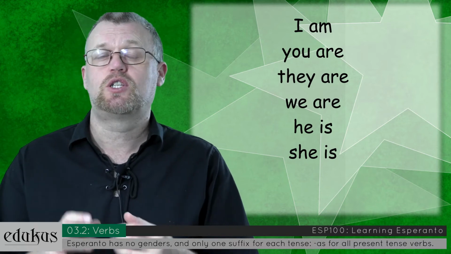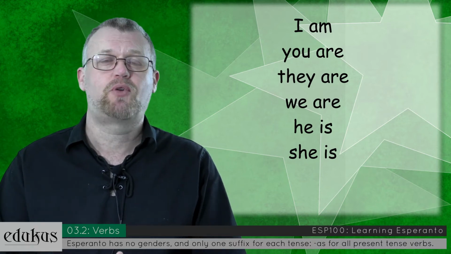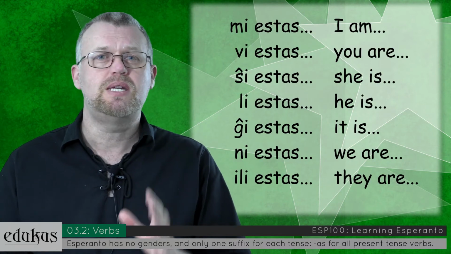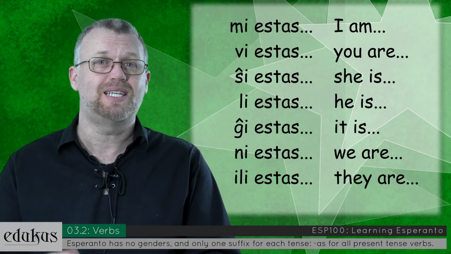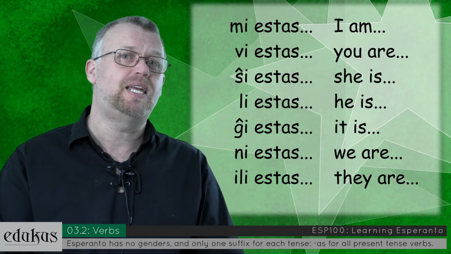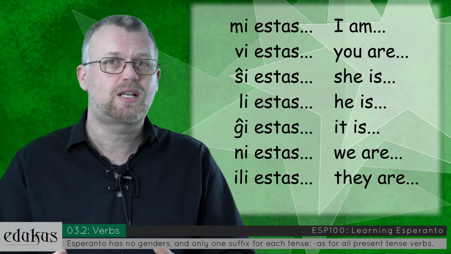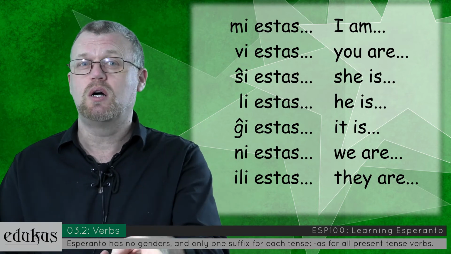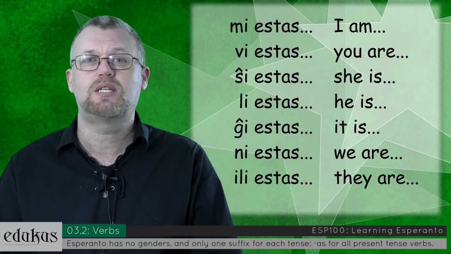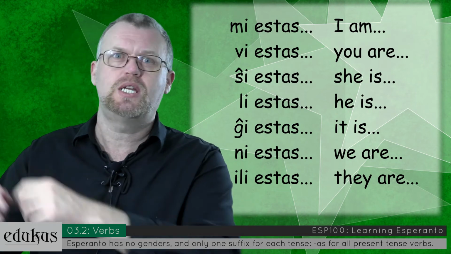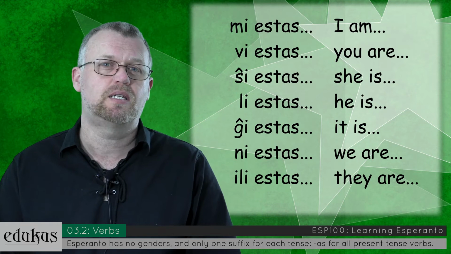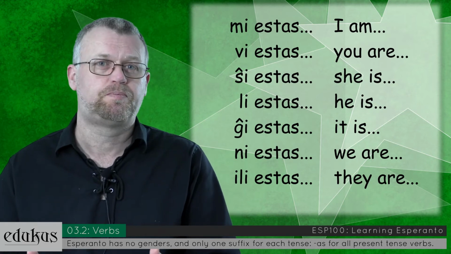Now that you've learned the suffix as for present tense verbs, that's it, you know them all. Mi estas, vi estas, ŝi estas, li estas, ĝi estas, ili estas. For practice, try that as well. Move around your family pointing them out and saying, you are, or pointing someone else out and saying, he is or she is. So next up, let's look at the object of the sentence, the nouns.